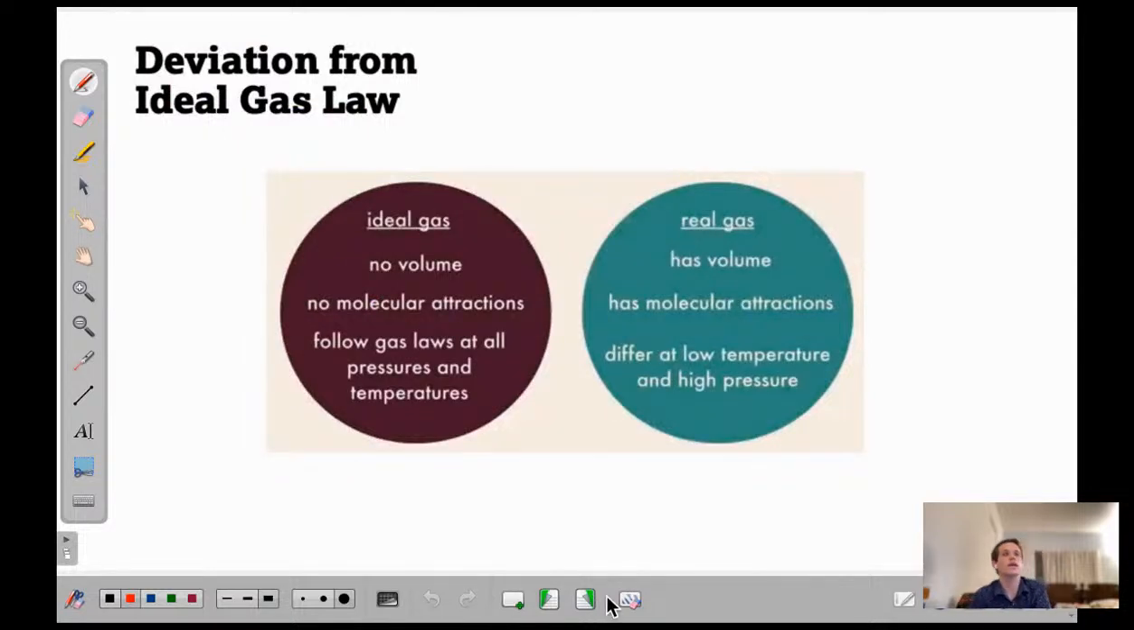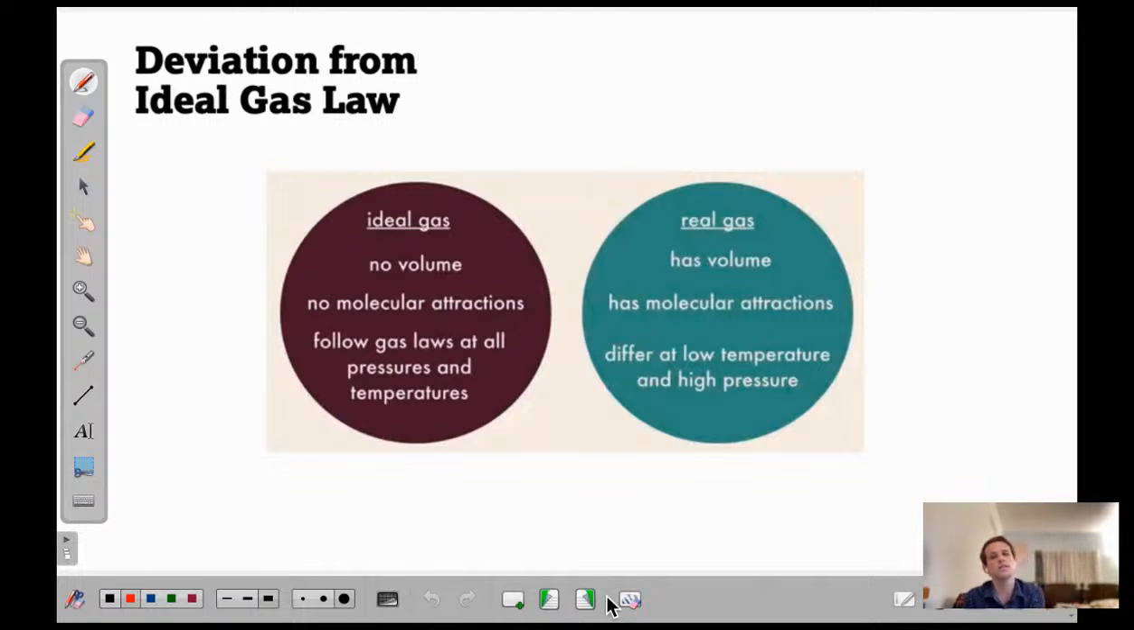All right, next topic is deviation from ideal gas law. Before we can get to that, this is a really common question: why didn't this gas behave the way we expected? Or they might show you a couple of graphs and ask which one is the more ideal gas? So first, we kind of skipped over what an ideal gas is.